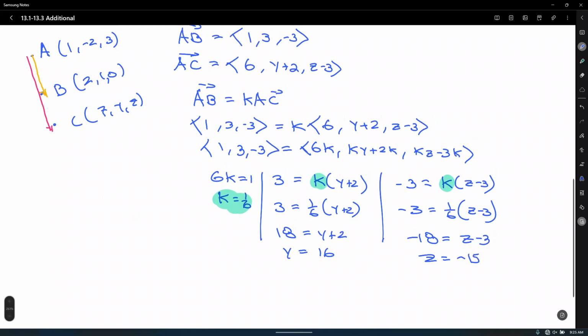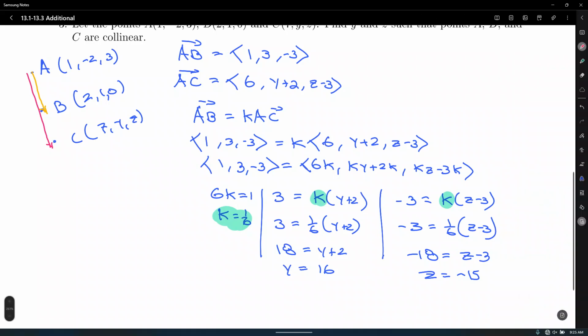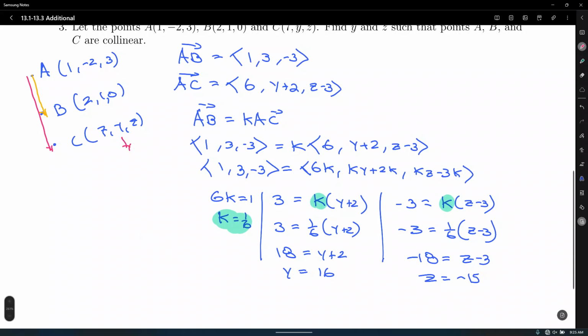So that means, in summary, the third point has to have a y coordinate of 16 and a z coordinate of negative 15 in order for these 3 points to be collinear. Because if you had only 2 points, well, two points are always collinear. The minute you introduce a third point, they may be collinear only under certain conditions.